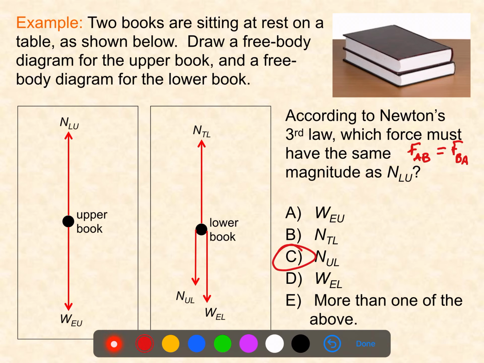Okay, now it's true that this normal force vector equals this weight vector. That is true for the upper book, but that's not true because of Newton's third law. That's true because of Newton's second law or Newton's first law, where you're thinking about the sum of forces on this upper book itself. Okay, but based on Newton's third law, we're able to check this off, that these two should be equal.